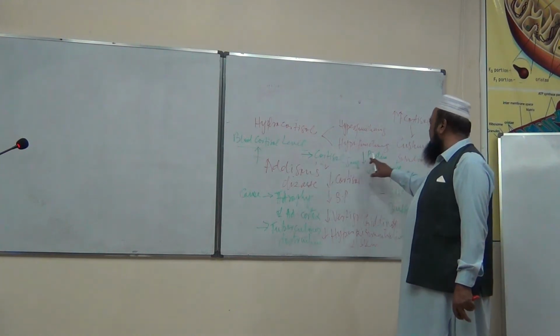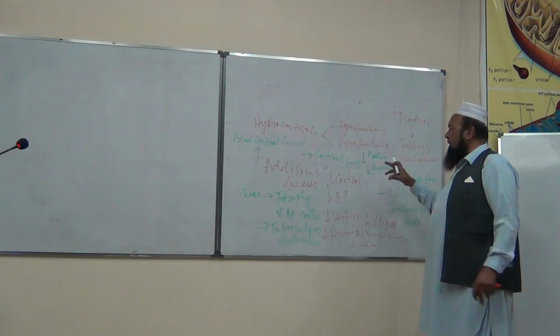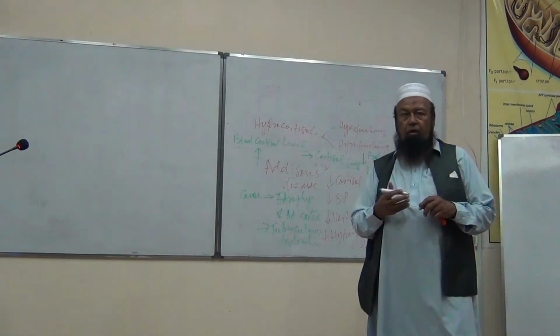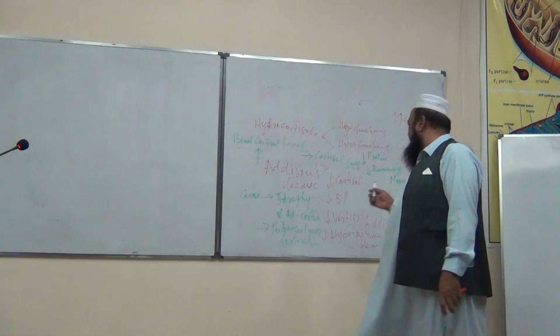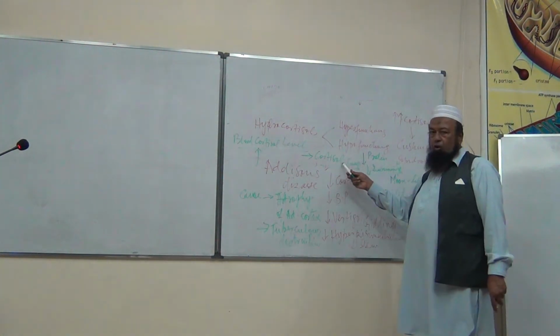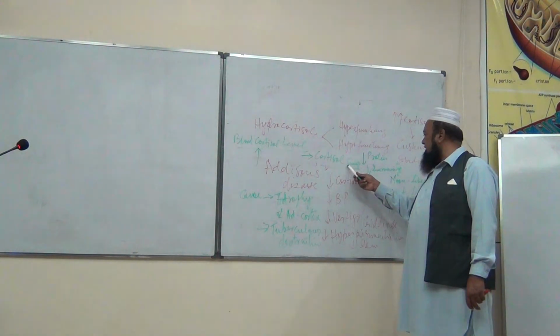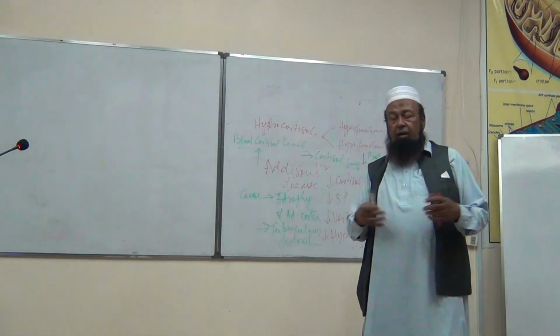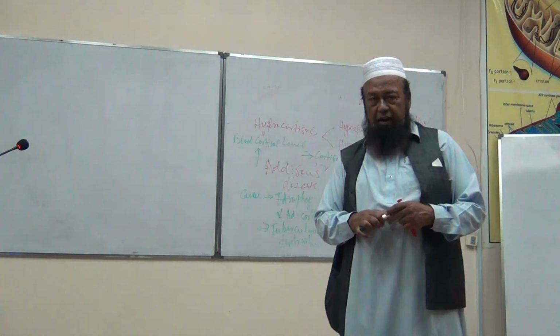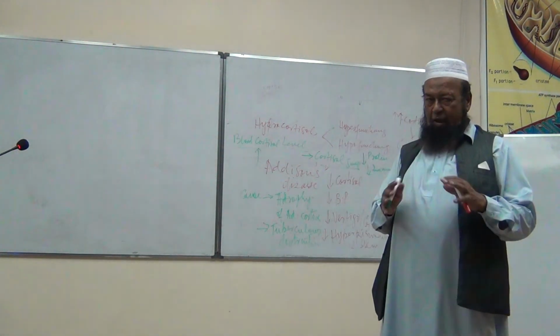So cortisol level is decreased. As a result of that, we give exogenous cortisol in the form of prednisolone or delta-cortril, that is given 5 mg per day, and in this way the person is able to lead normal lifespan.